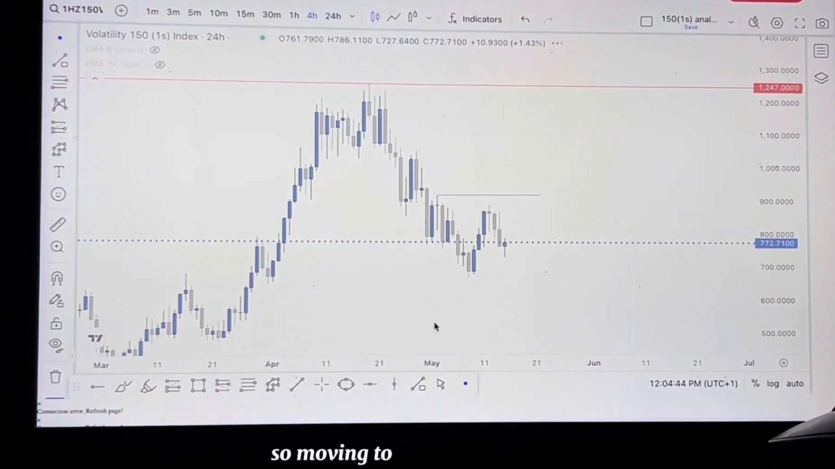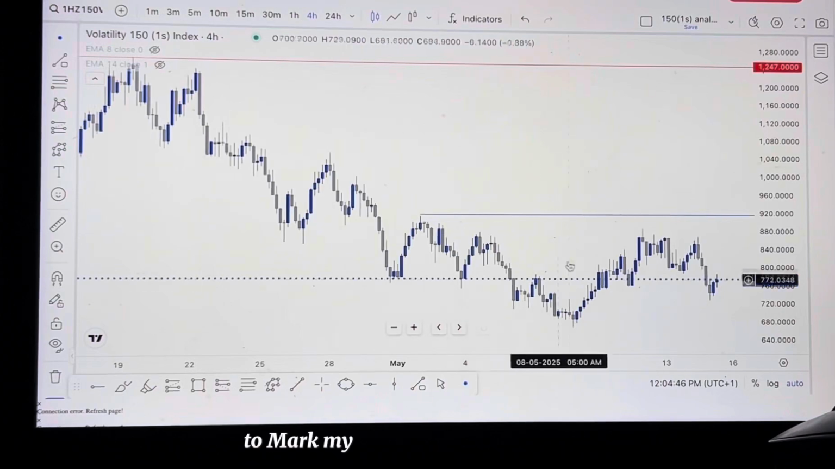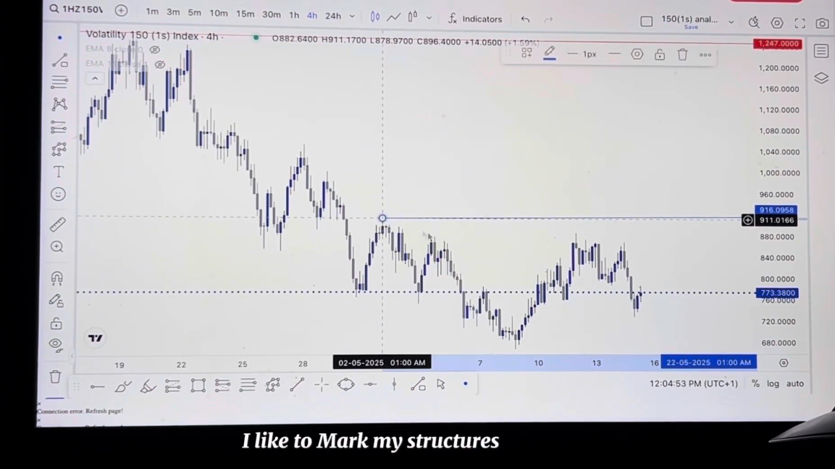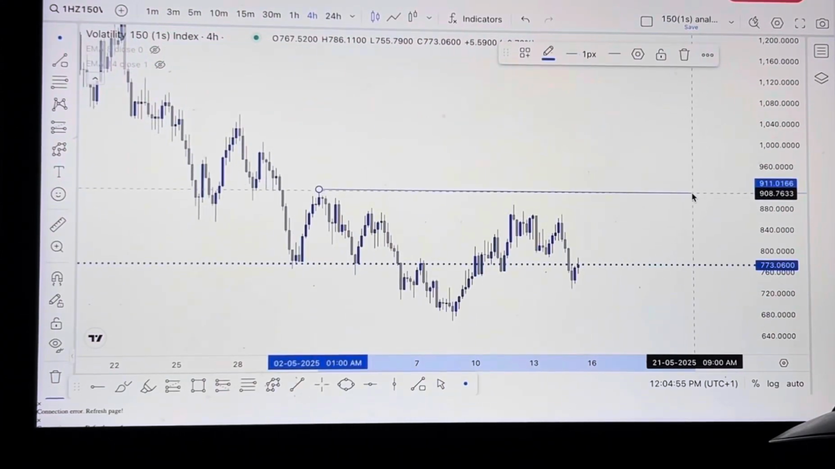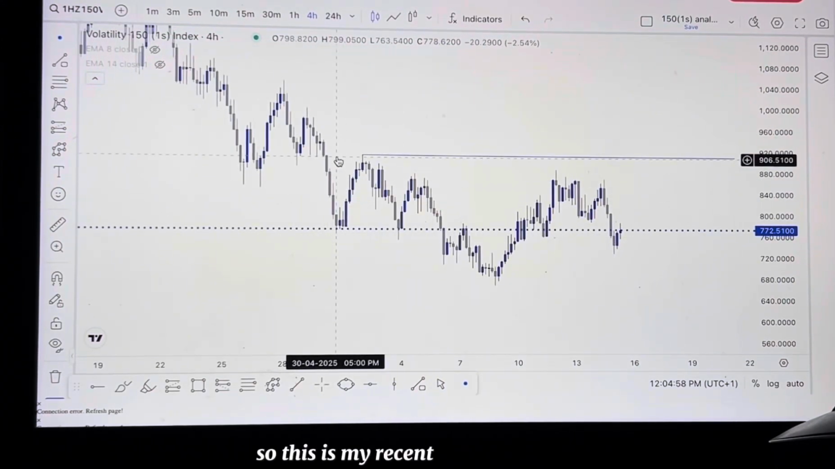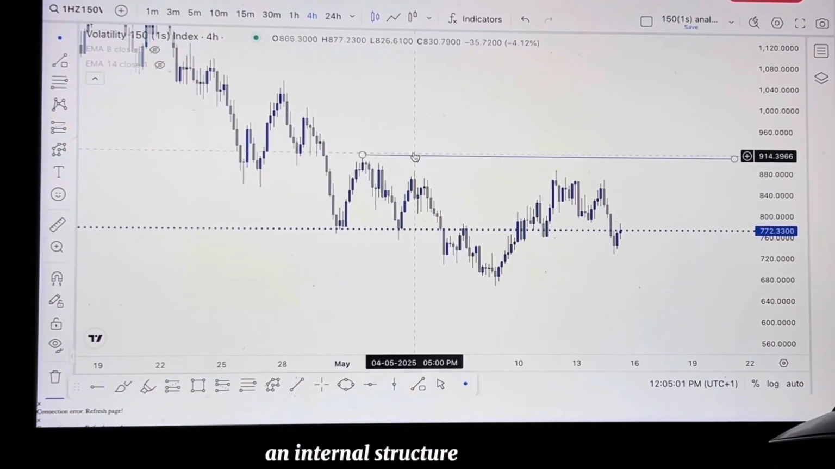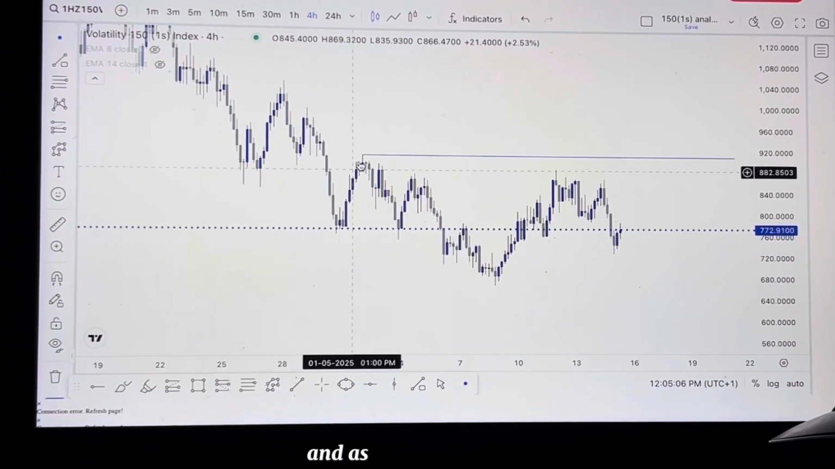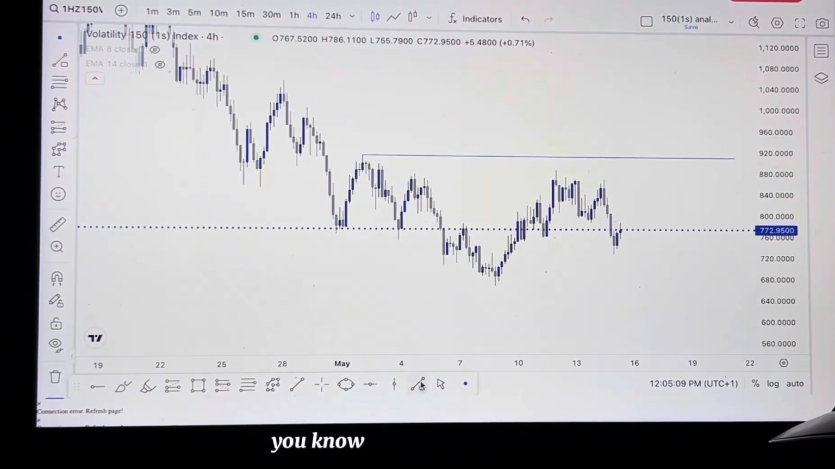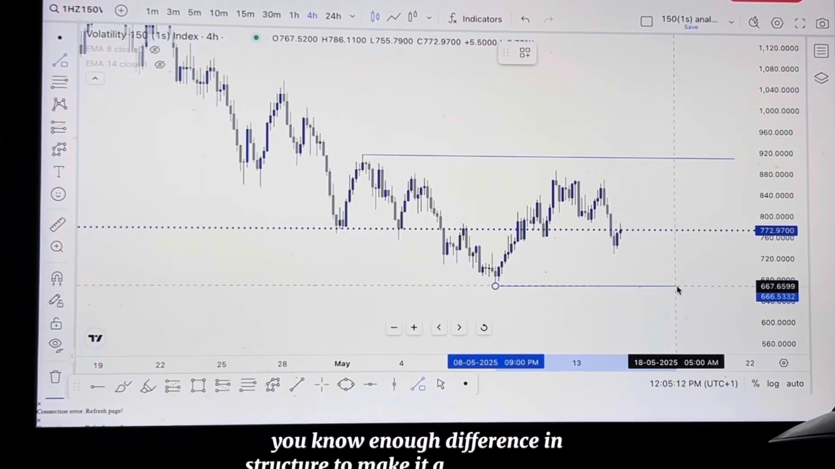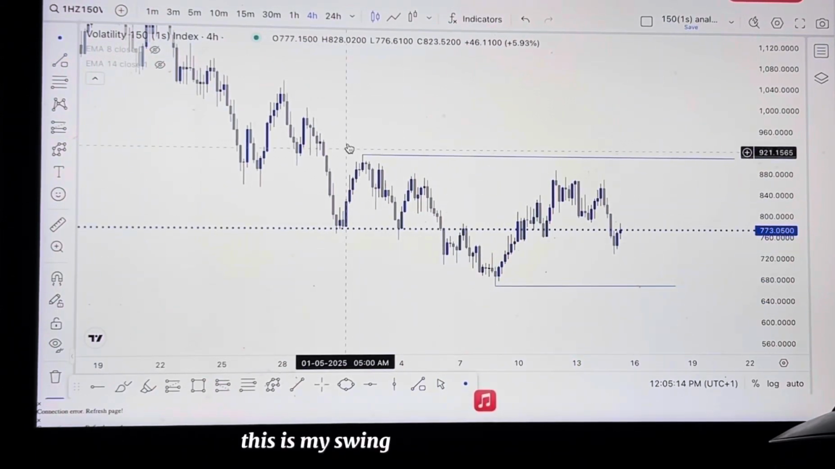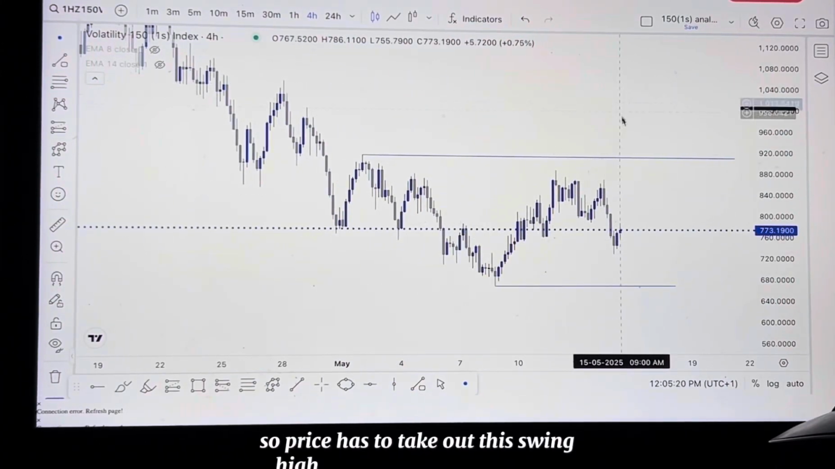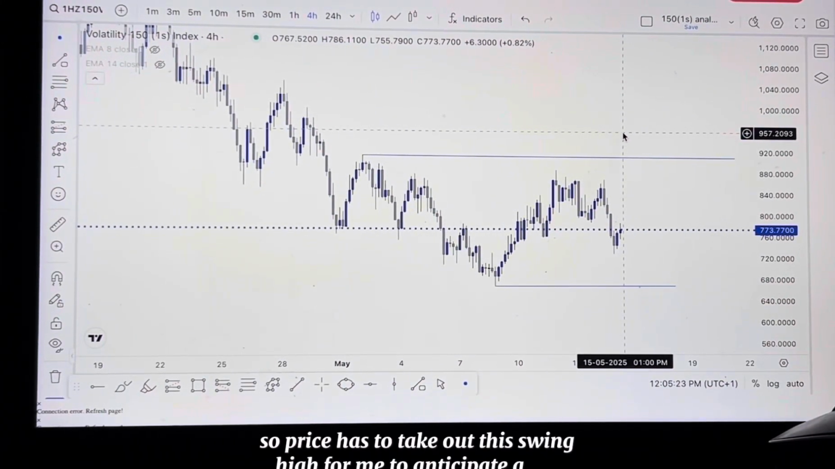So moving to the 4-hour time frame to mark my zones and also my swing structure. I like to mark my structures on all the time frames. So this is my recent swing structure, an internal structure on the daily that can be a swing structure on the 4 hours. And as we can see, this is enough difference in structure to make it a swing structure. This is my swing high, this is my swing low, right? So price has to take out this swing high for me to anticipate a buy.